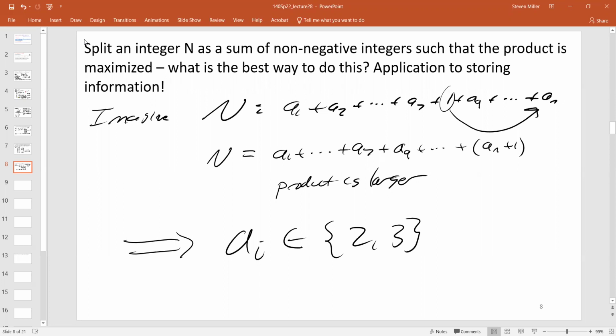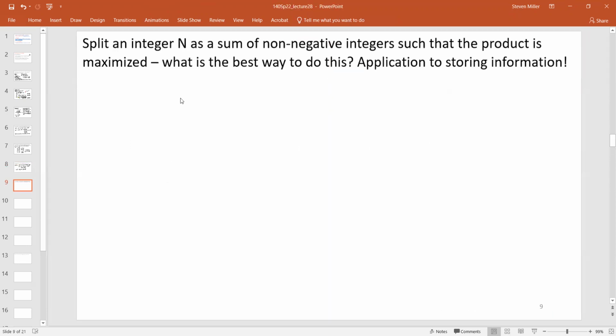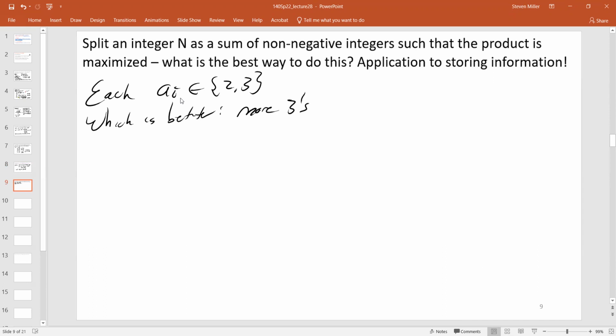Are we all good on this? So we only want to use twos and threes. Okay, we're almost there. Which do you think is better, using a lot of twos or using a lot of threes? Do I have to have a given sum? So how do I compare twos and threes? You have to have a given sum. So what's the exchange rate between twos and threes? Three twos for every 2 threes.